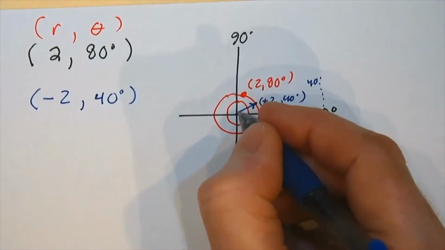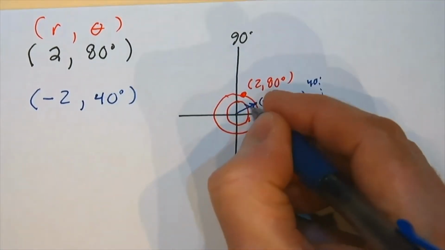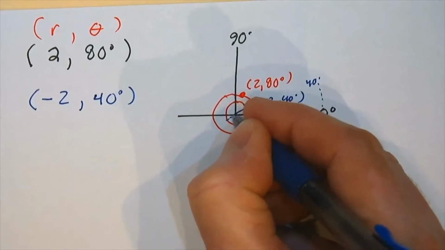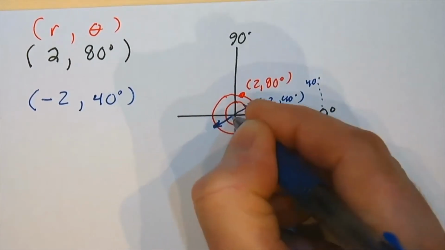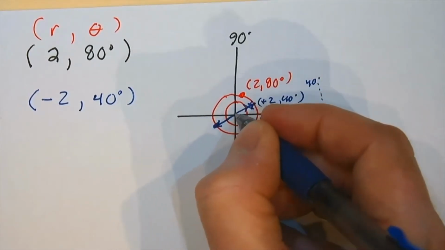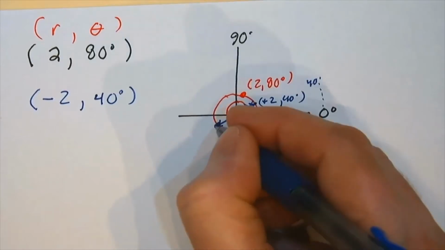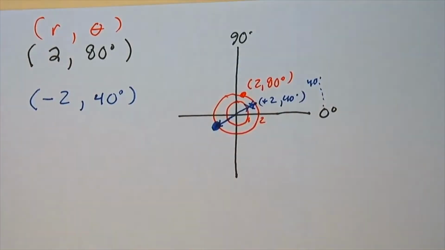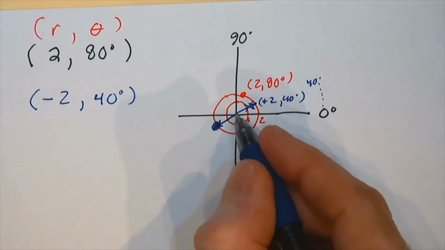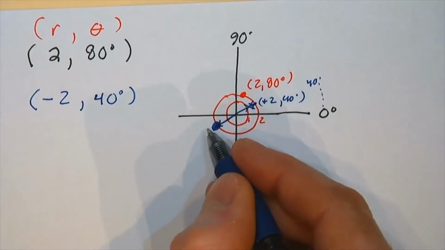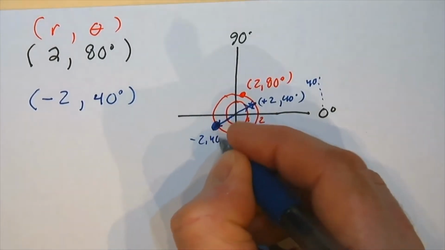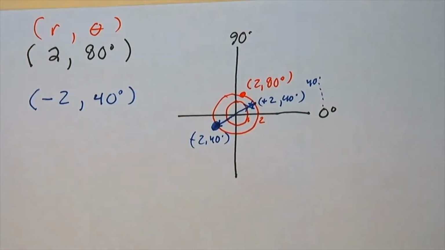So what you do is you go the opposite direction. Don't go this way. Go backwards. This way. So instead of going 2 radius, negative means go reverse. And this is where the dot is. Negative 2. Instead of going forward, back it up. That's negative 2, 40.